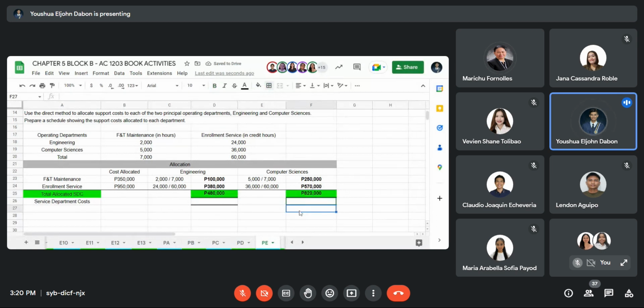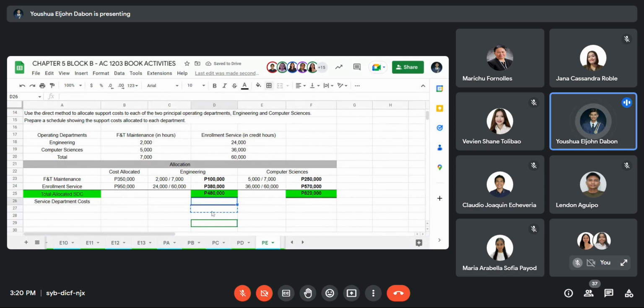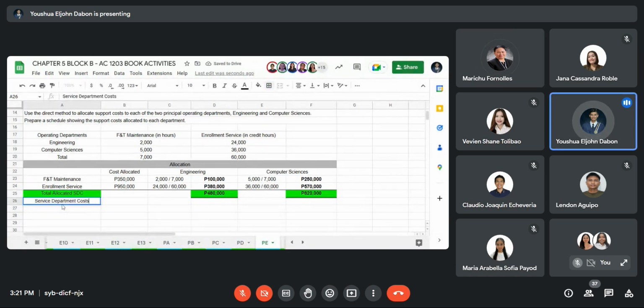Okay, miss. I think it's correct now. There. Okay, so total allocated SDC, which now stands for service department cost. Right, it's just a note, miss, so we'll know what SDC means.